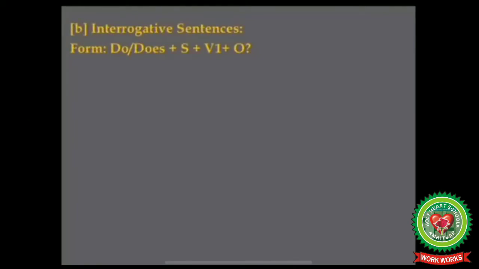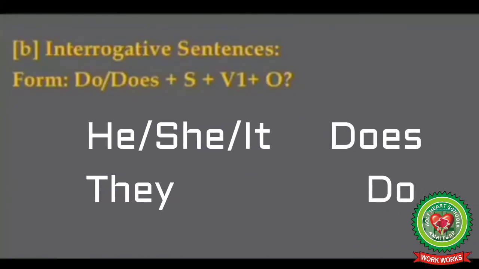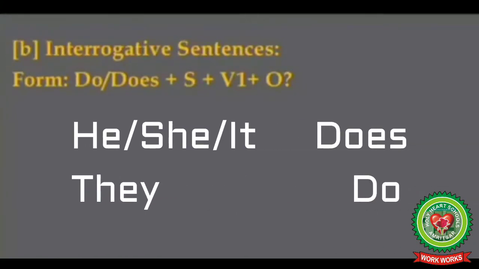I hope you have understood the form or structure of affirmative sentences. Now let's move on to the interrogative sentences. We know that interrogative sentences are the sentences in which a question is asked. So in such a case, we always begin with a helping verb. Now, in case of simple present tense, helping verbs used are do or does. With third person singular pronoun or a singular noun, we use does, and with the rest, we use do.